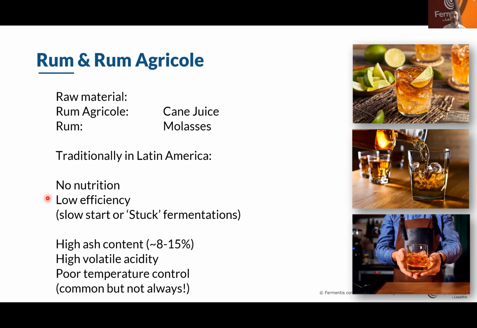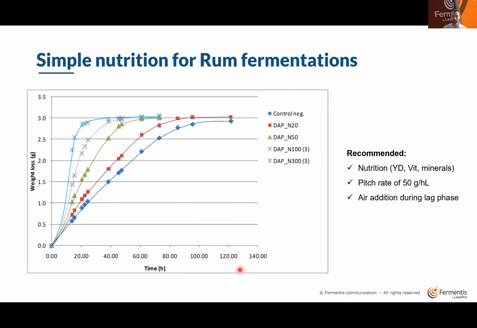And most of the time, in traditional rum, there is no nutrition that is added, which may bring low efficiency, slower fermentation start, and possible stuck fermentation because of lack of nutrient. Also, high volatile acidity and poor temperature control, not in all the cases, but possibly. And so the yeast selected needs to be able to cope with those specific parameters for rum fermentation. Just a summary of what the nutrition can be helpful for.